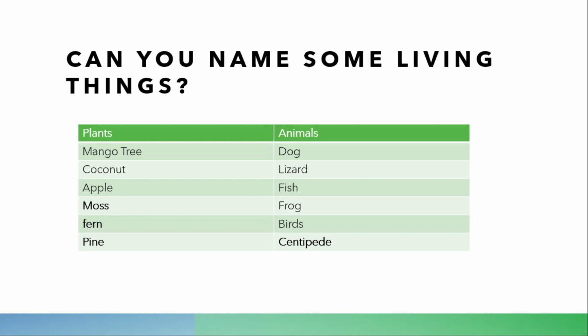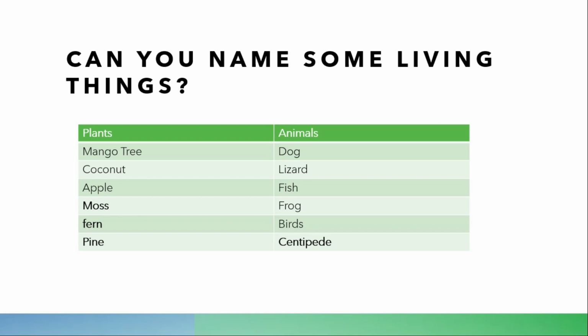And I started out like you would have. For plants, mango tree, coconut, apple. But what about mosses, ferns, pines? And when you look at dog, lizard, fish, frog, birds, I went with that list because most persons would have known this from about GSAT. A dog is a mammal, a lizard is a reptile, a fish, Pisces, and frog, amphibian. I think everyone would have known that, so I decided to give you that list.